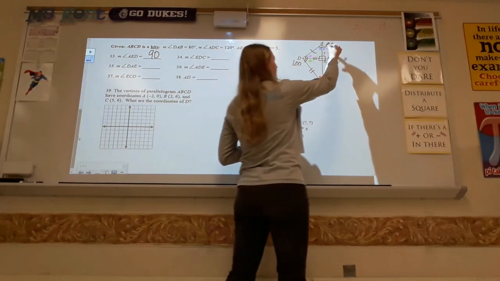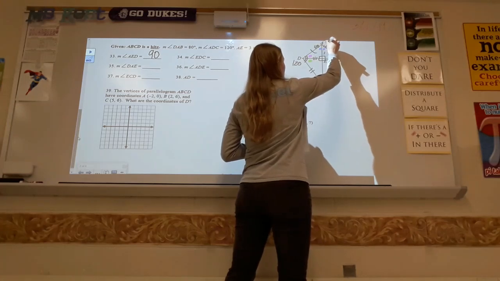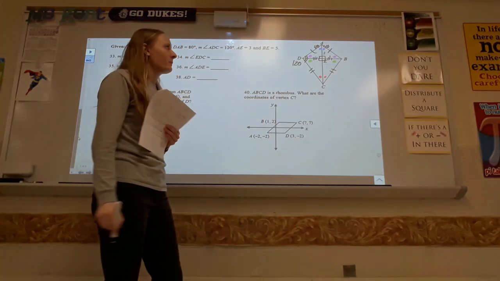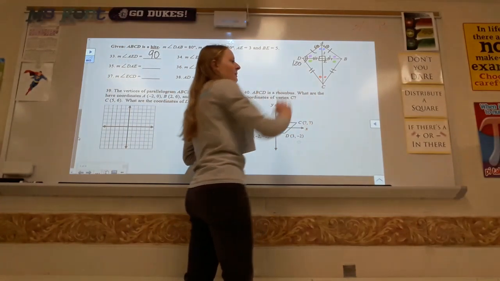So if I know the whole thing is 80, that means each little section here is 40. So I'm going to write it like that. Instead of saying the whole thing is 80, I'm going to write 40 separately. And now, since I'm looking for the green, I can actually find the pink, and that will help me.